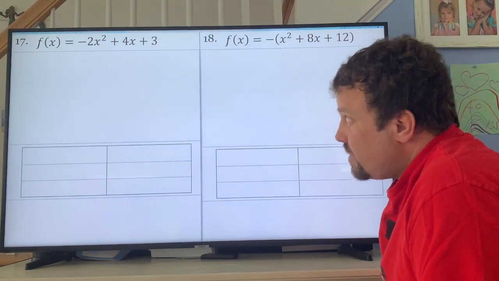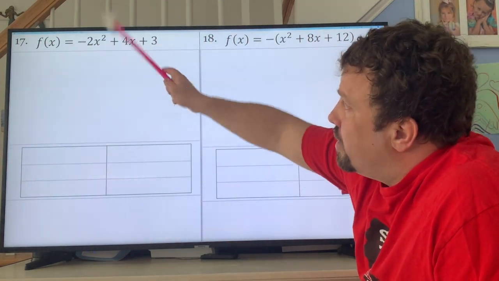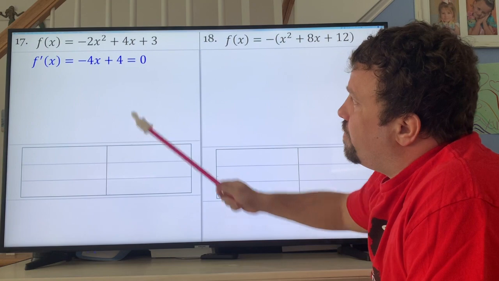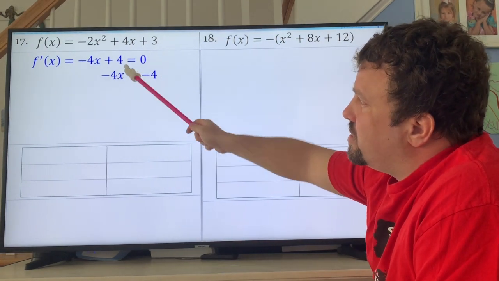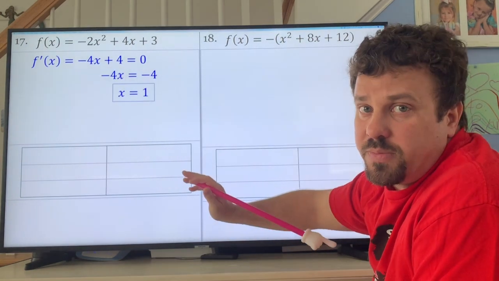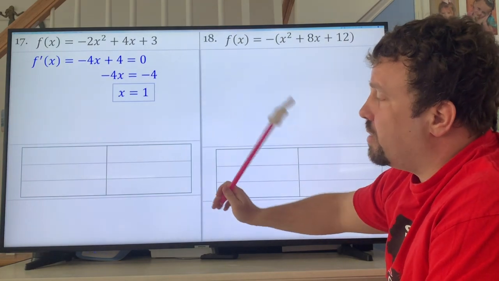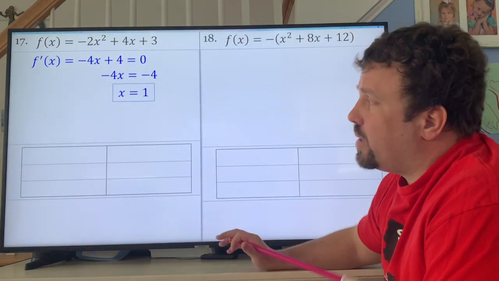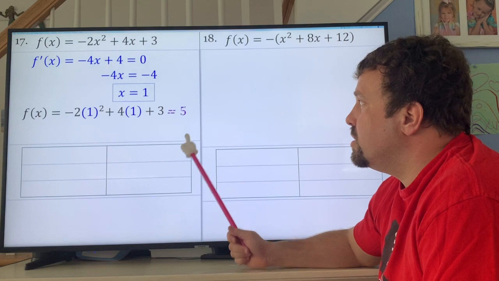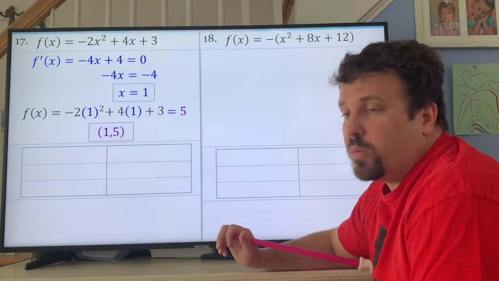All right? Let's go over them real quick. Derivative of that, 4x plus 4. Add 4 to both sides. Subtract 4 from both sides. Divide both sides by -4. X is positive 1. Take the 1, plug it into the equation to get your extrema. You get 5, so your point is 1, 5.